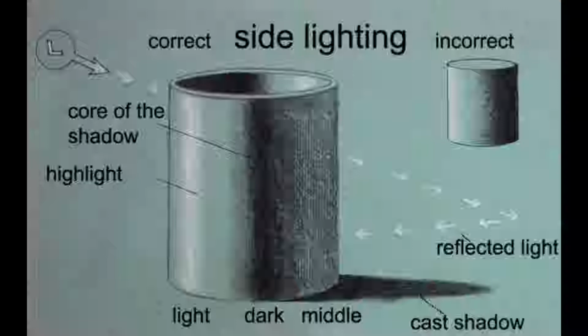So the highlight is not on the very edge of the object, and it's not in the middle of the light side. It's about 1/3 of the way from the near edge to the light source, and 2/3 of the way from the core of the shadow. So again, we don't want to make the mistake of thinking that the object is brightest closest to the light source and gradually gets darker and darker.